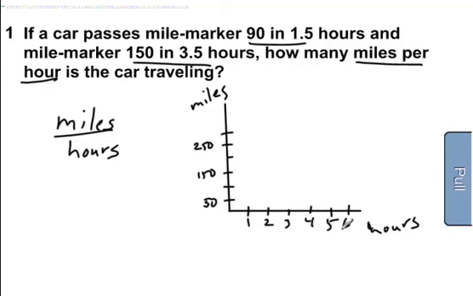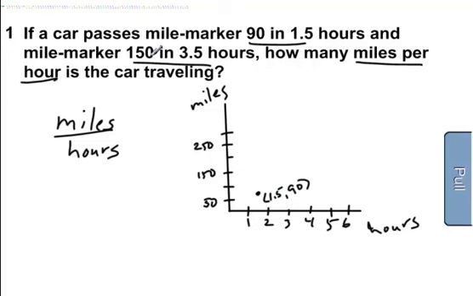You don't have to put all these if you understand what I'm trying to explain. I'm just plotting the points now. So I passed mile marker 90 in 1.5 hours. So here's 1.5 hours right there. And I passed mile marker 90, which is about right here. And let's put those coordinates. 1.5 would be our x, because that's hours. And 90 would be our y, because that's miles.